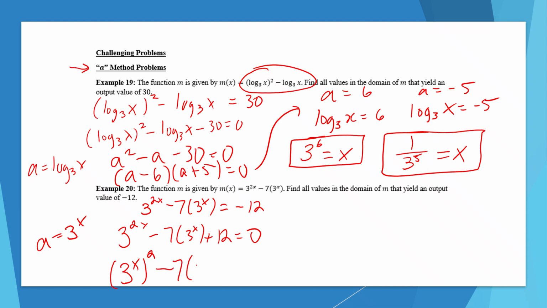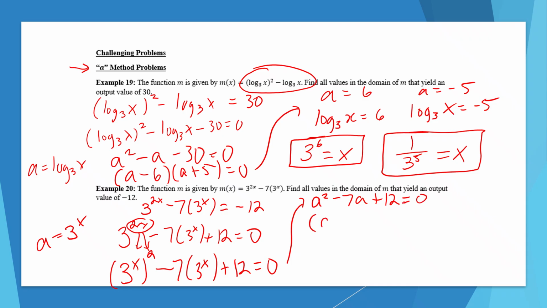And that's a small but very important algebra manipulation that was seen on last year's AP exam, knowing that any multiplication of exponents can be broken up into that to the power of this. Replacing 3 to the power of x with a, I get a squared minus 7a plus 12 equals 0. And then factoring this, I'm going to get a minus 4, a minus 3 equals 0. And then a equals 4 and 3 as my two solutions. And remember, sub them back in. So I have 3 to the power of x equals 4, and 3 to the power of x equals 3.